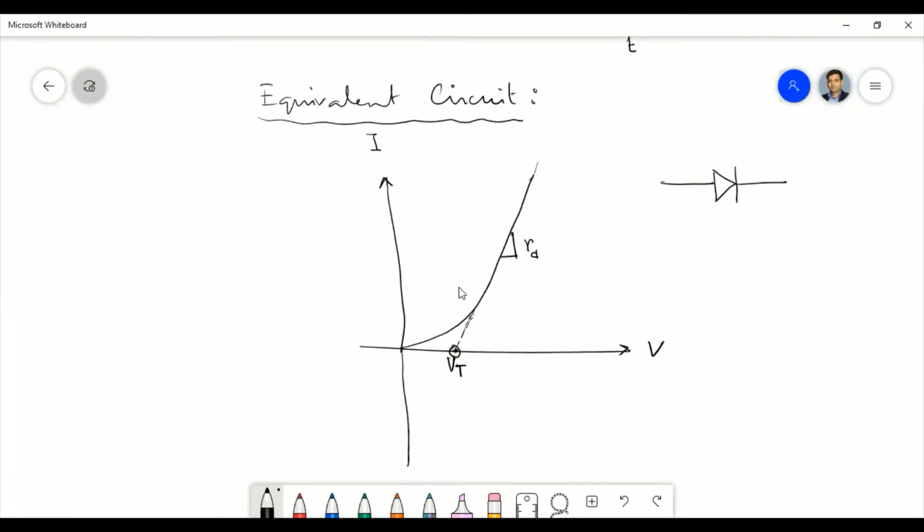It is only for a very small voltage: 0.6 to 0.7 volt for silicon and 0.4 to 0.5 volt for germanium. So this is VT. Okay, so RD is called the dynamic resistance of the diode.